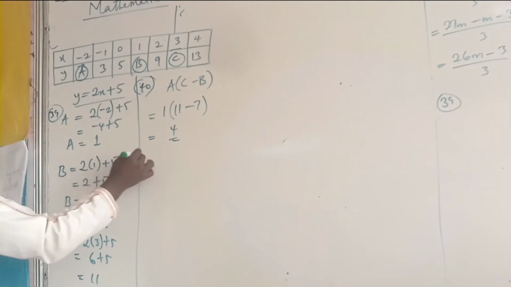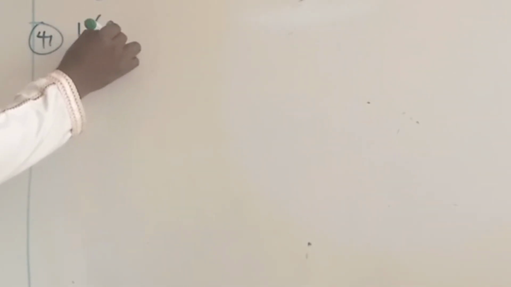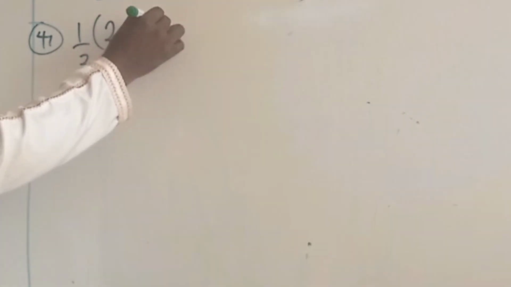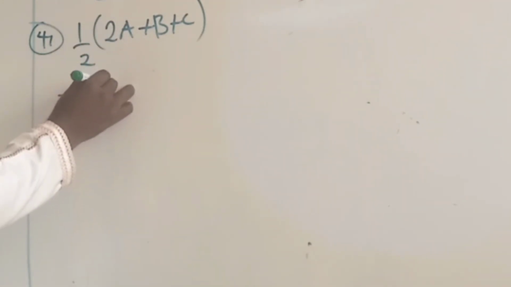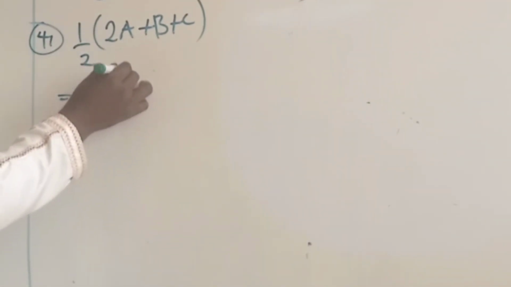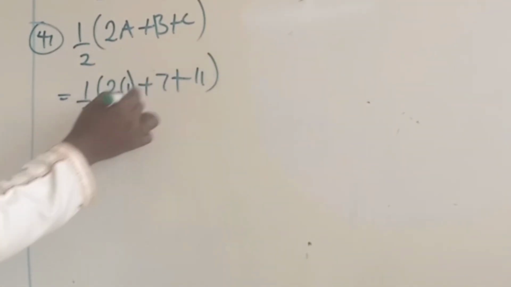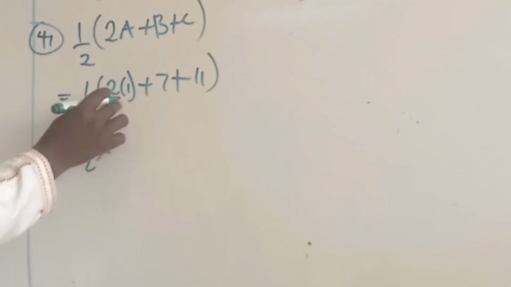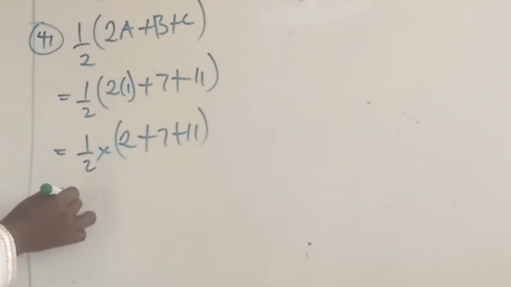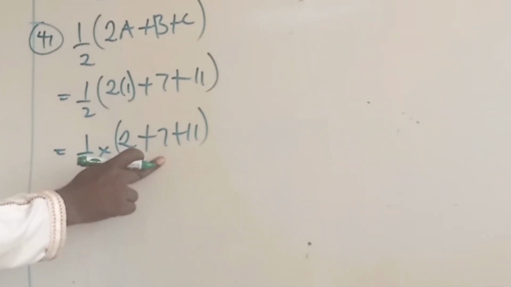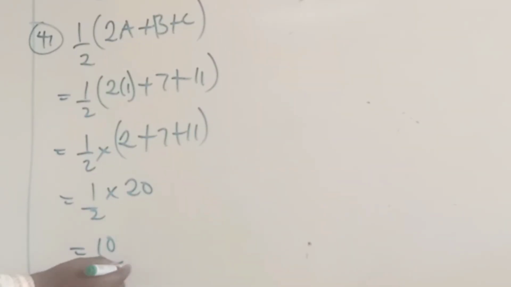Straightforward. Then question 41. Evaluate 1 over 2 into 2A plus B plus C. So that means we have 1 over 2, 2 multiplied by A, that is 1, plus B, 7, plus C, 11. Right? So that is 1 over 2 times 2 plus 7 plus 11. This is 9, that is 20. That is 10.